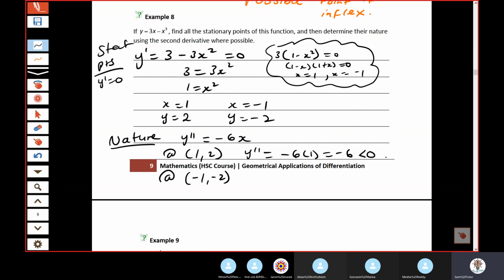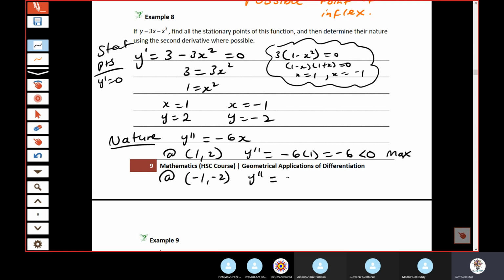a maximum. You can't say that's y dash. So I said you don't want to mix the two up. This is a second derivative. This one's a maximum. Straight away. There's no need to substitute things in. Makes it a little bit easier.